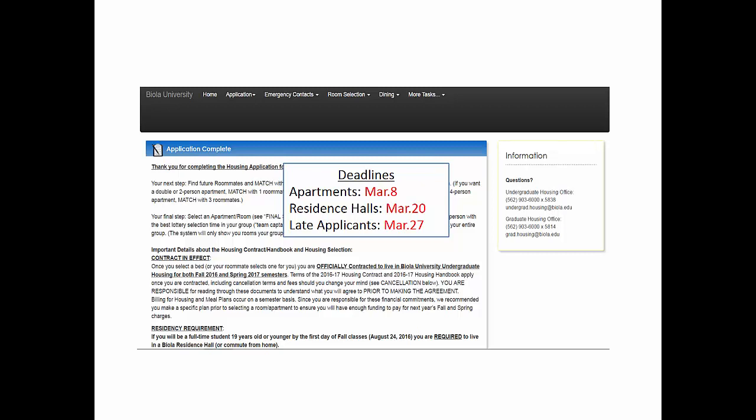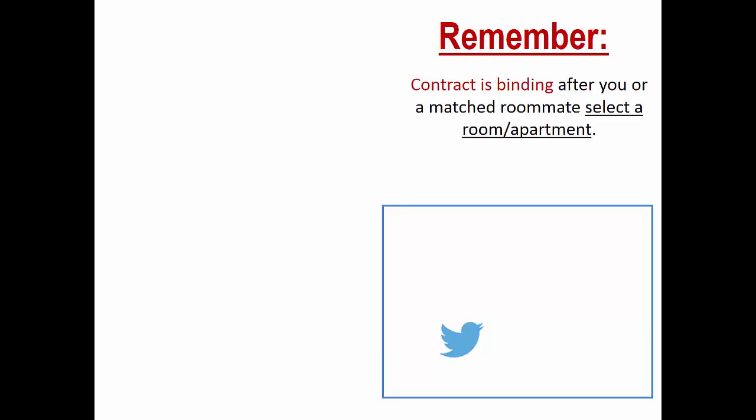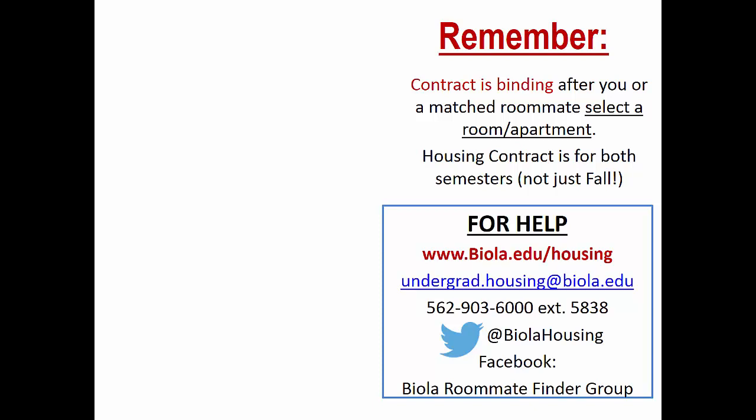And again, if you're under 18 years old, make sure your parent or guardian sends in their signed version of the contract. Remember that the contract is binding after a room or apartment is selected for you, and that the contract is for both semesters, not just the fall semester. Feel free to contact us if you need help. We'll be happy to assist you however we can.